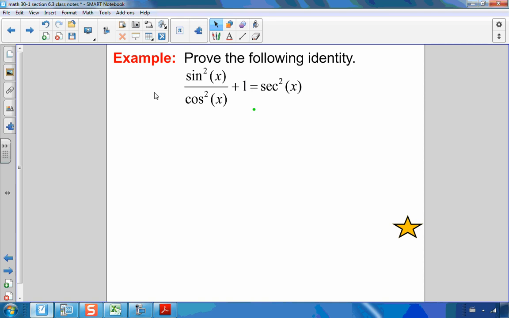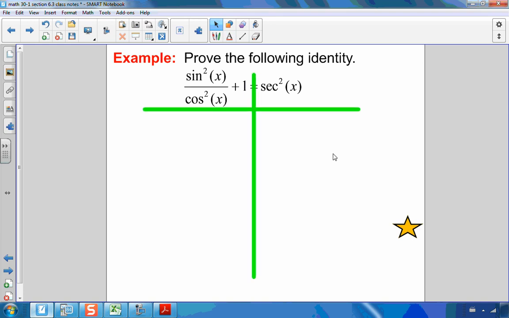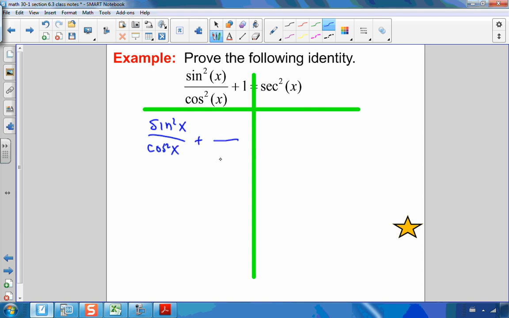Prove the following identity. Sine squared over cos squared plus 1 equals secant squared. Okay, so again, I draw a big line down my paper. Not really a lot to do on the right-hand side, so again, I'll start with the left-hand side. And I think what I'm going to do here is add them with a common denominator. So I'm going to add a common denominator of cos squared because this is really 1 over 1. So if I multiply this by cos squared, I'm going to multiply that by cos squared because cos squared over cos squared is just 1.